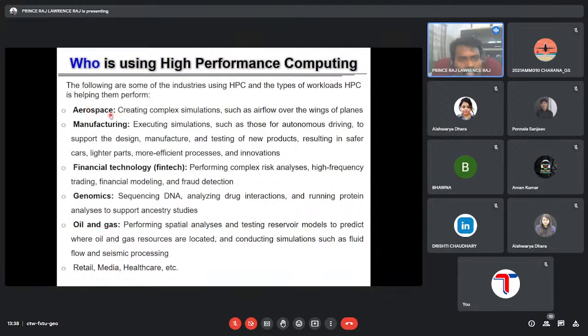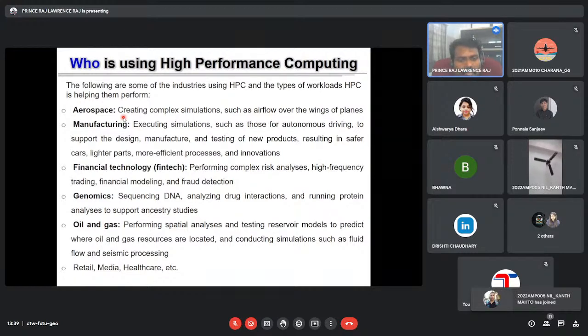Next, let's see who is really using high performance computing nowadays. For instance, aerospace. We all know aerospace engineers use that. For example, currently we are working on an airplane simulation using 12 crore to 15 crore cells. If I'm using a single processor, it takes at least one month to run one case. But what to do? We are using parallel computers, which means 120 or 80 processors together run the same problem. The problem is split into 80 pieces, so we could run that within 2 or 3 days.